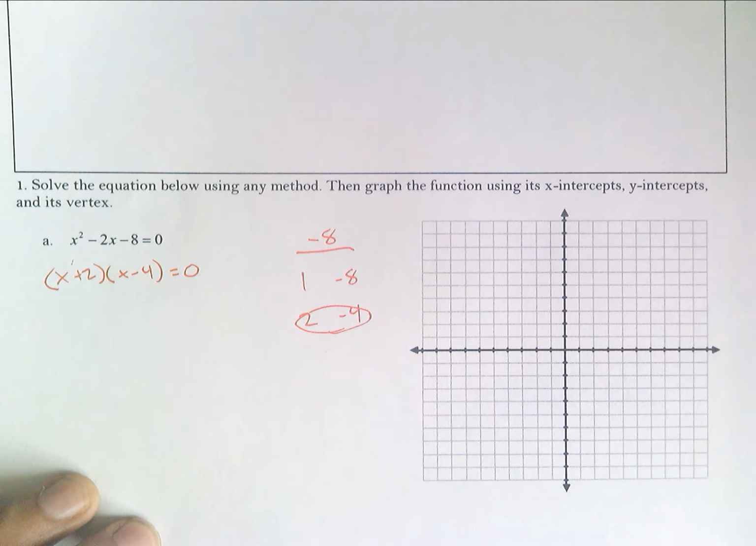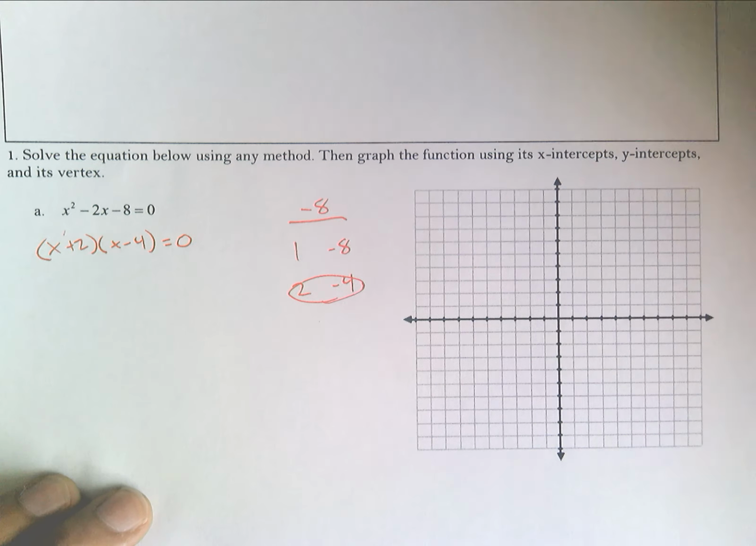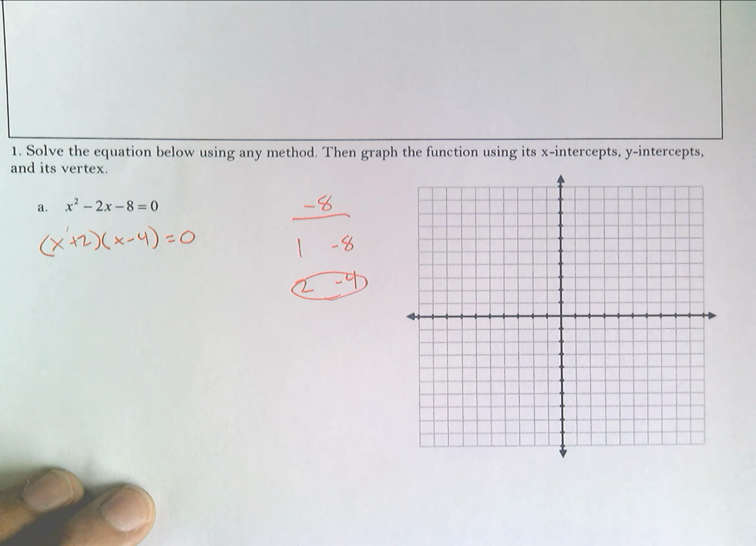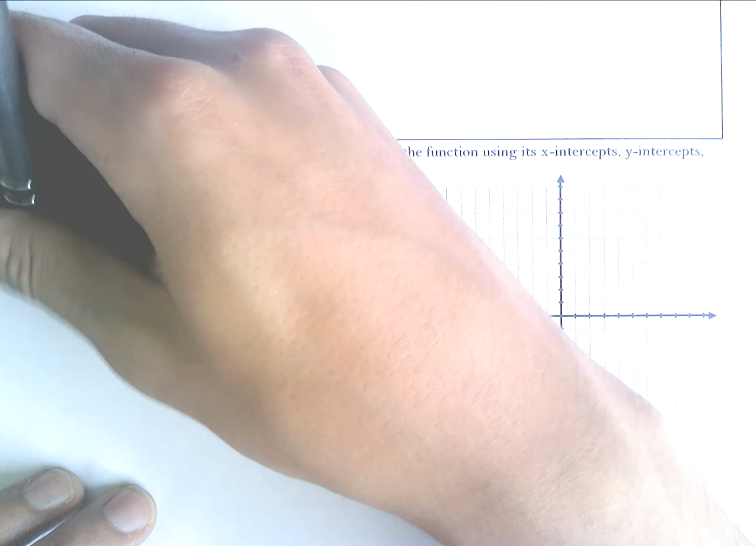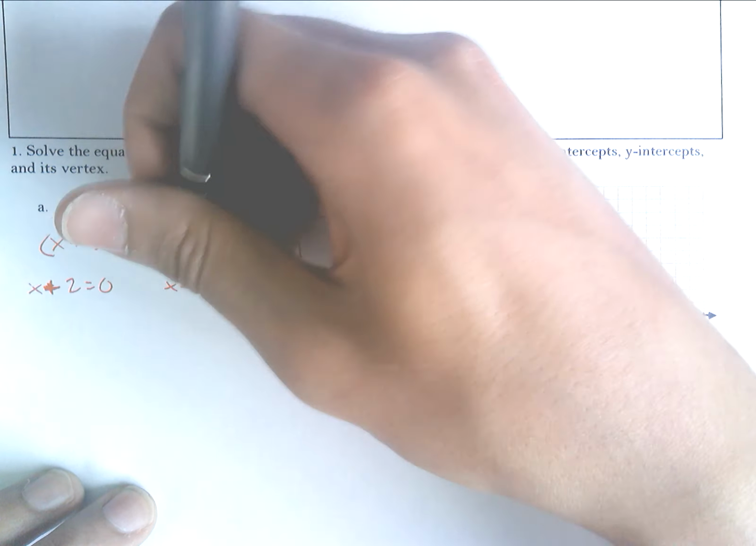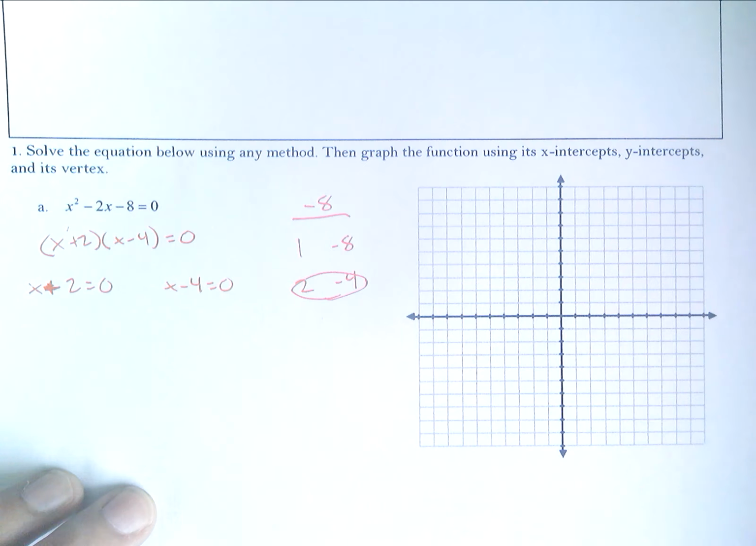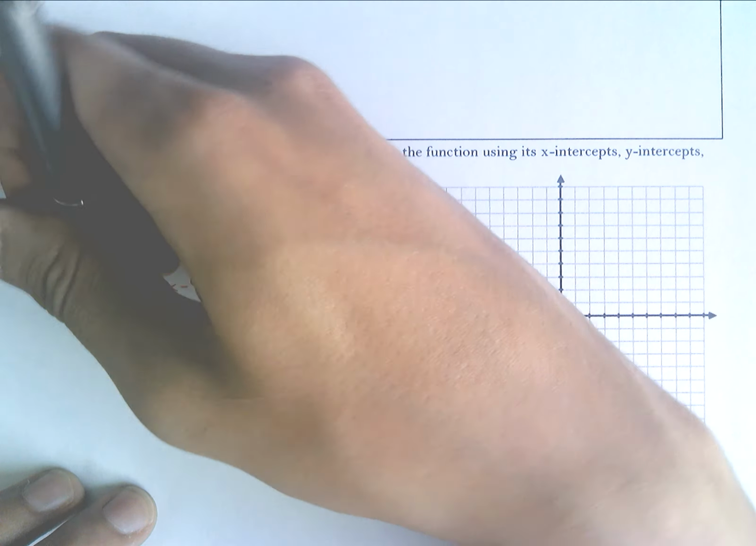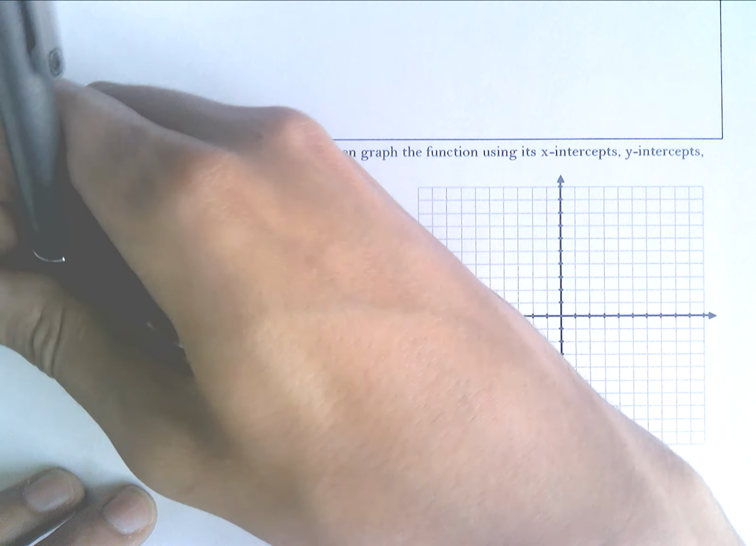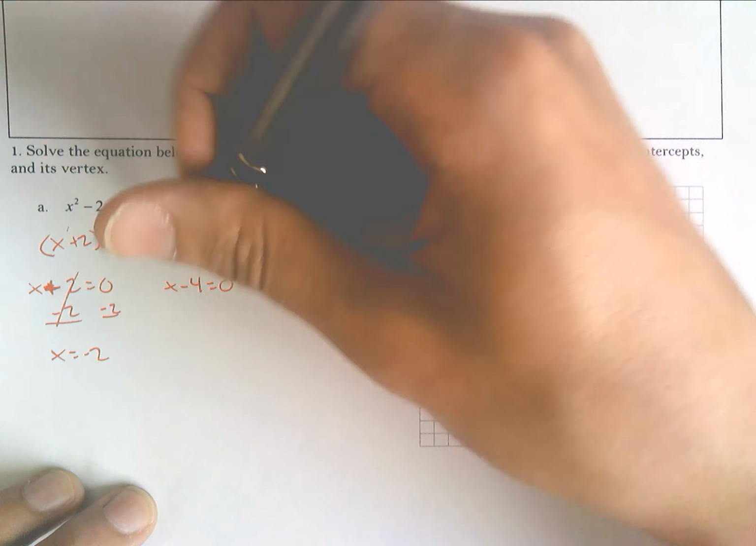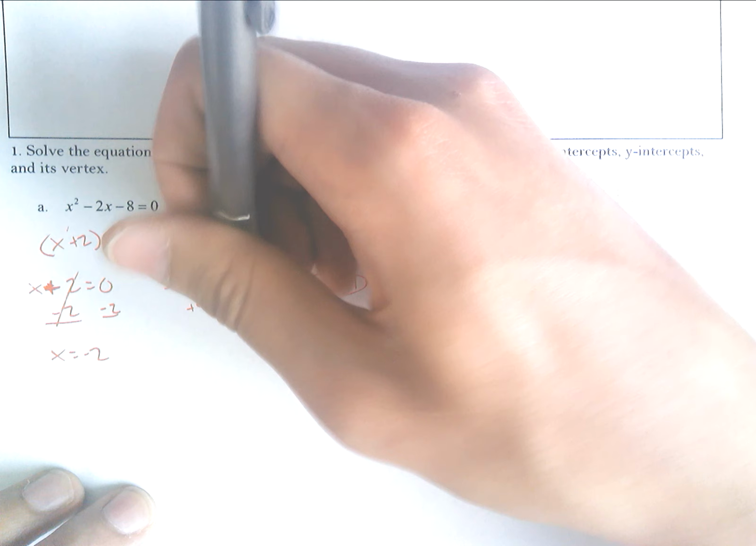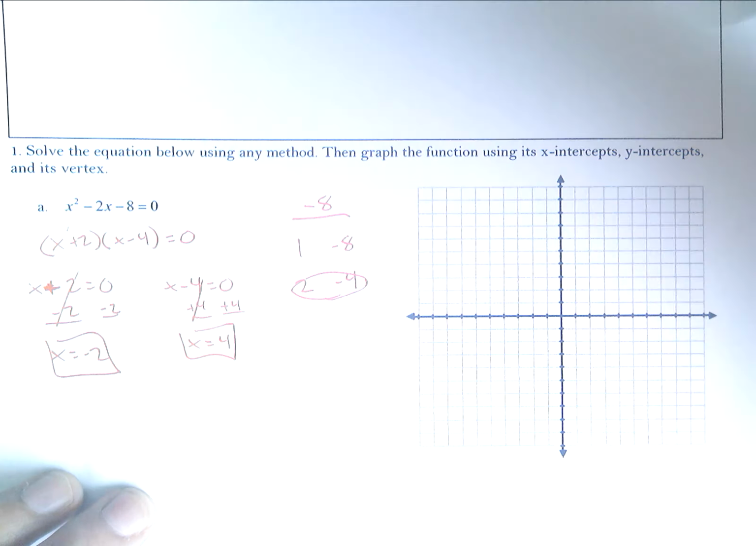So this is the factored form. We factored this quadratic, and then using what we learned earlier, the zero product property, we can solve the equation by setting each factor equal to 0. So we have x plus 2 equals 0, that's a plus, and then x minus 4 equals 0. Solving for x, we subtract 2 from both sides and get x equals negative 2. For this one, we add 4 to both sides and get the solution x equals 4. These are our two solutions to this quadratic equation.